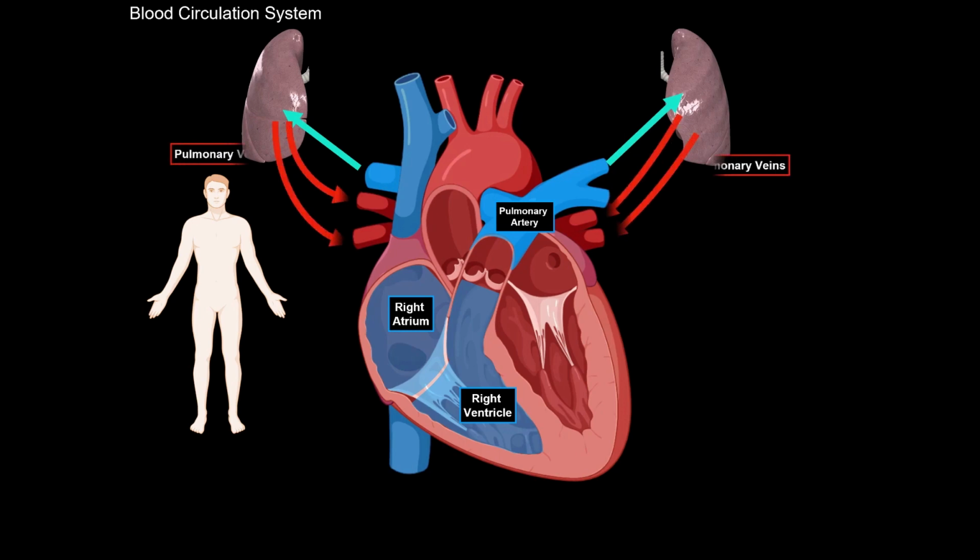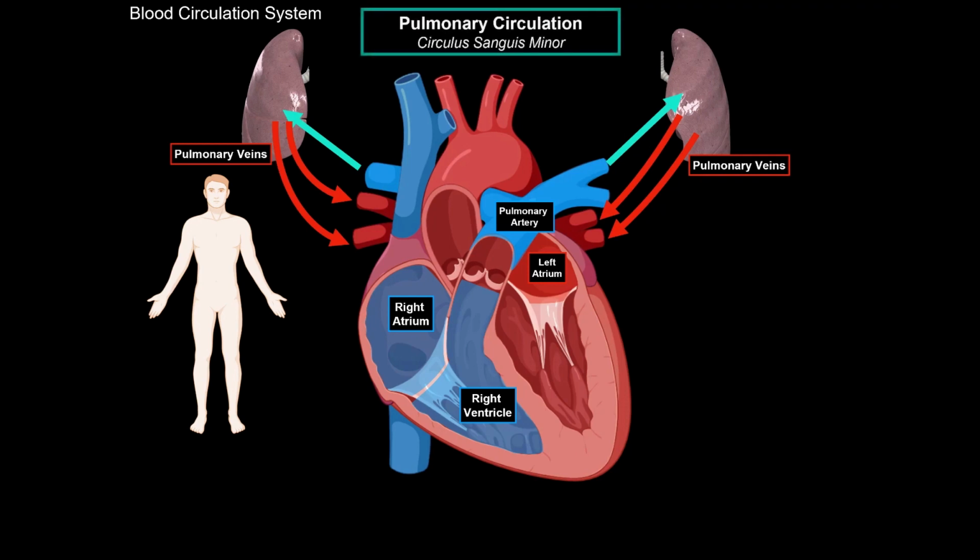And when this is done, blood will come back into the heart with oxygen. So the blood is oxygenated now, represented in red. And it will come back through the pulmonary veins into the left atrium. The circulation where the blood goes from the heart to the lungs and then back is called the pulmonary circulation, or sometimes also referred to as the small circulation, since it's a circuit on its own.